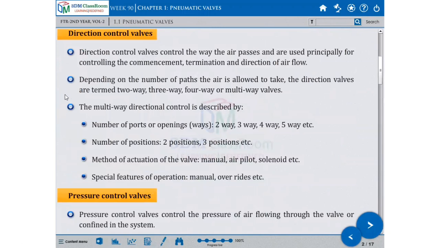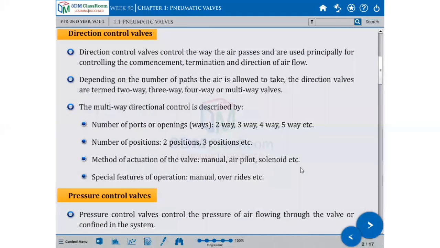They have given here the different types of direction control valves used. Direction control valves are used principally for controlling the commencement, termination, and direction of the airflow. Depending on the number of paths the air is allowed to take, the valves are termed 2-way, 3-way, 4-way, or multi-way valves. The multi-way direction control valve is described by the number of ports or openings, that is 2-way, 3-way, 4-way, 5-way, etc., the number of positions, maybe 2 position, 3 position, etc., and the method of actuation of the valve: manual, air, pilot, solenoid, etc.